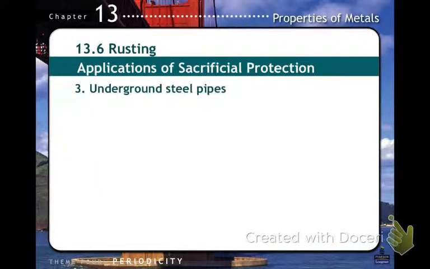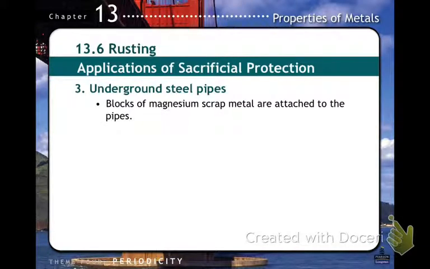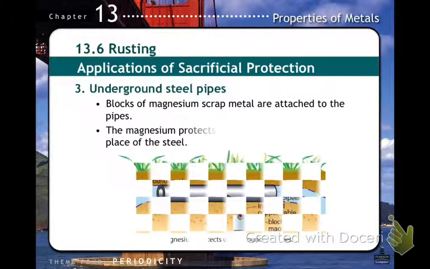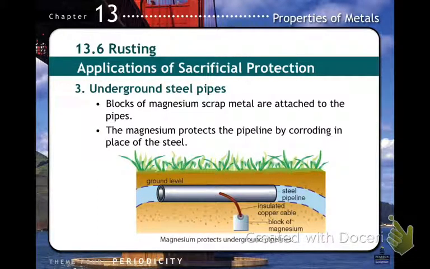Now another one is underground steel pipes. Underground there's the soil, there's moisture and there's oxygen inside. To prevent the steel pipes from being corroded, you place blocks of magnesium scrap metal attached to the pipes. The magnesium protects the pipeline by corroding in place of the steel.